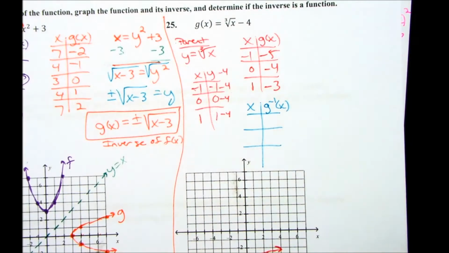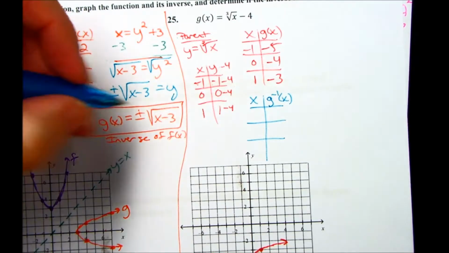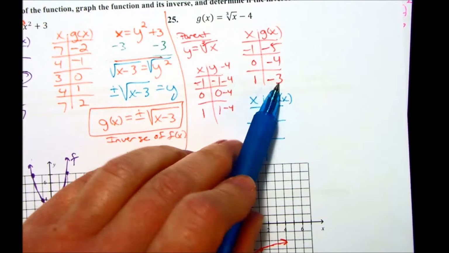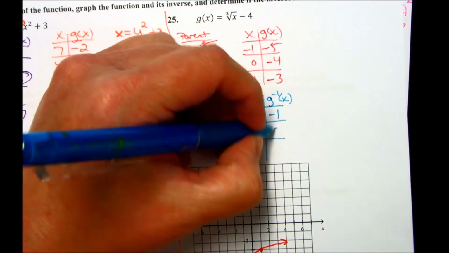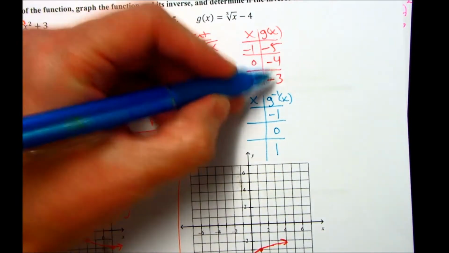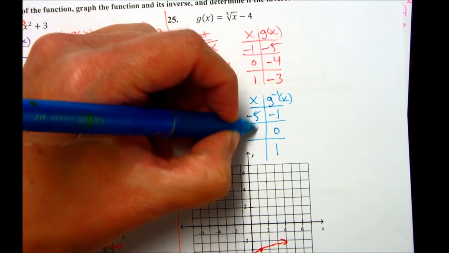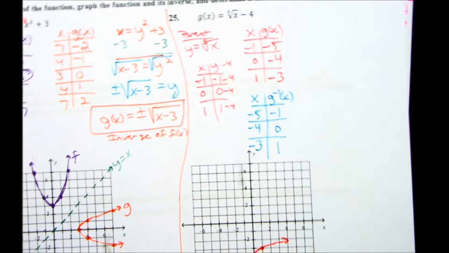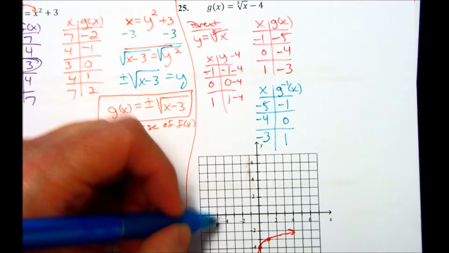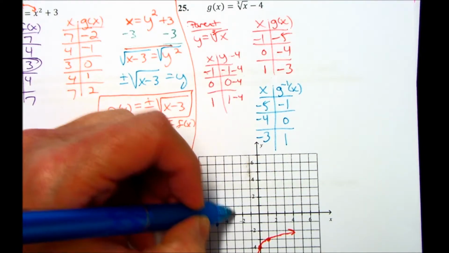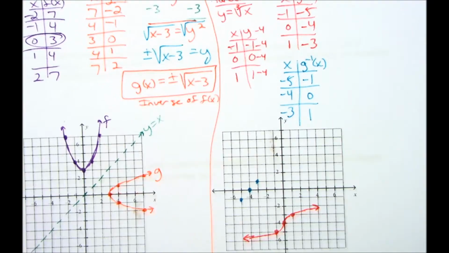Or you could call it something else like f of x. But again, we're going to switch the x and y values. So instead of x being -1, 0, and 1, the y values are going to be -1, 0, and 1, and the x values are going to be -5, -4, and -3. Then when I graph those, I'm going to get -5, -1 right here, -4, 0, and -3, 1, which looks a lot like what we had here.